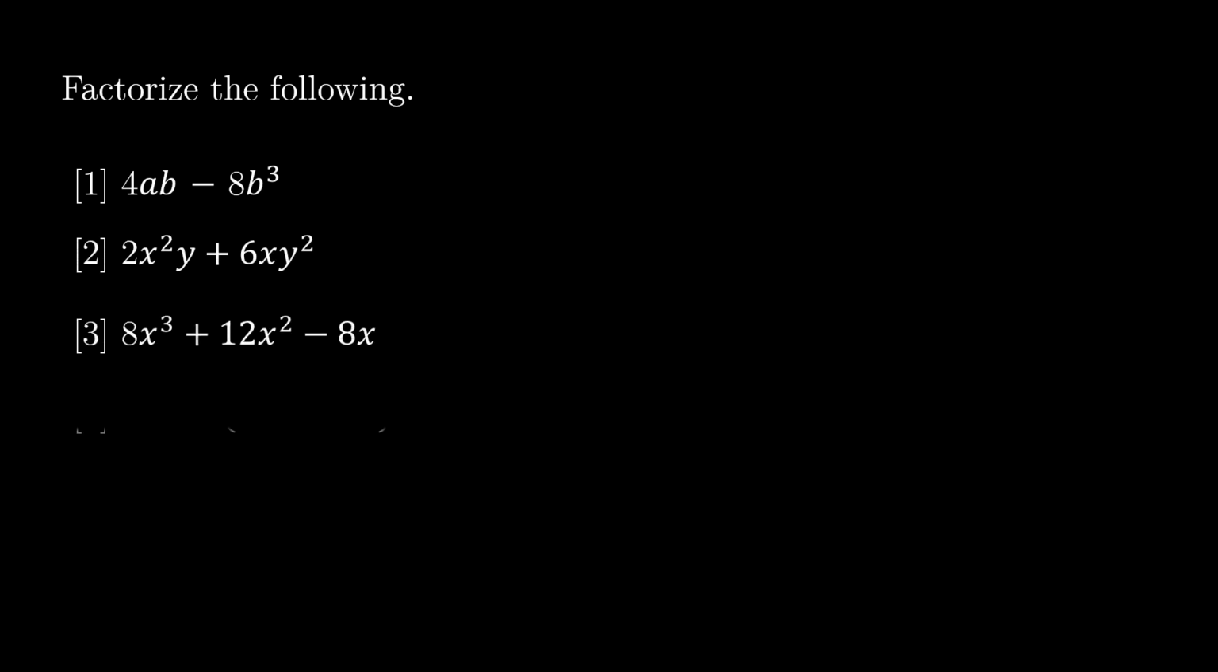Okay. So factorize the following. We have 4ab minus 8b cubed. So we'll have the GCF of 4 and negative 8. The GCF of 4 and 8 is 4. Then the GCF of ab and b cubed is b. So that gives us 4b times, if we divide this by 4b, you'll get a. Divide this by 4b, you'll get 2b squared.